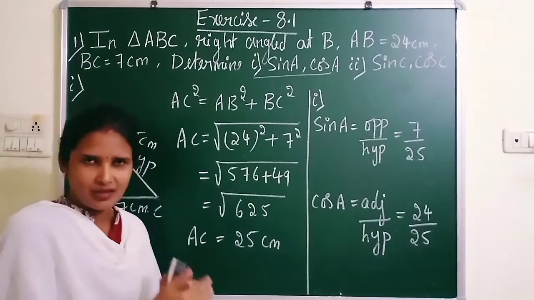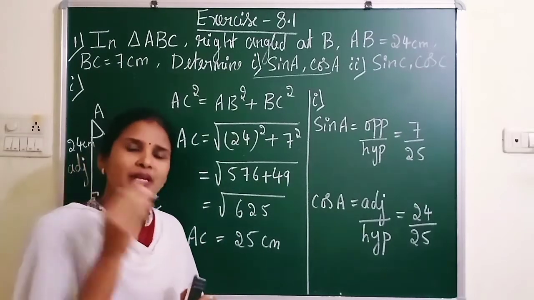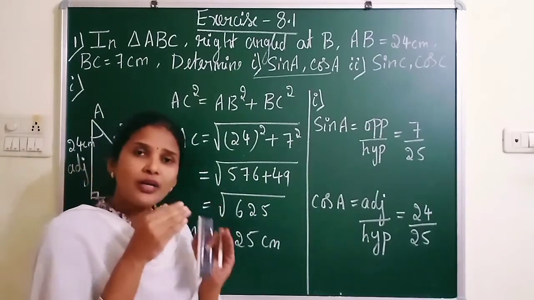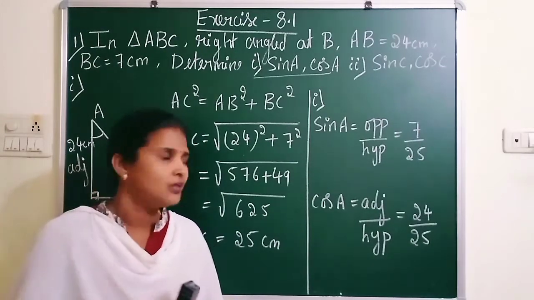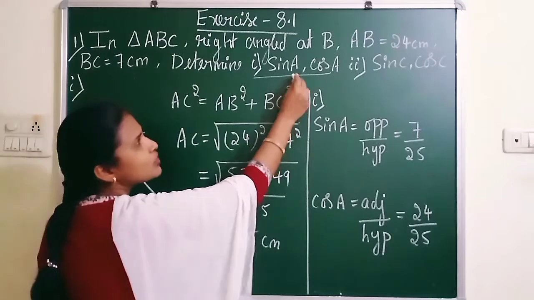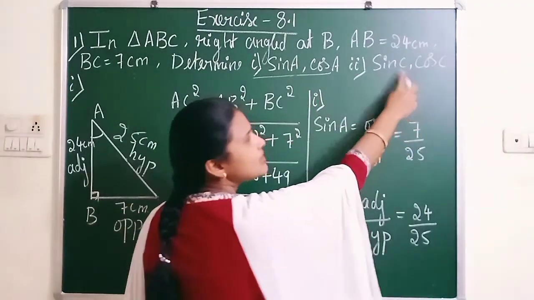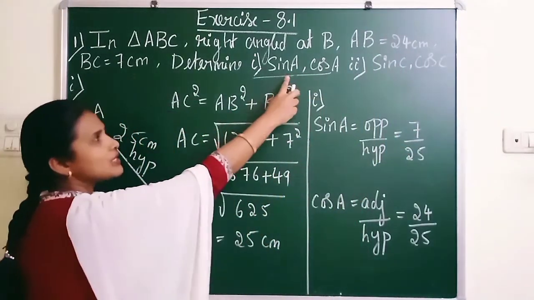Whichever angle is mentioned in the question, you have to take that as an acute angle. According to that, you have to name opposite and adjacent. Hypotenuse will be fixed. So now here in this question, A is the acute angle and in this question, C is the acute angle. First, let us solve the first sub question.